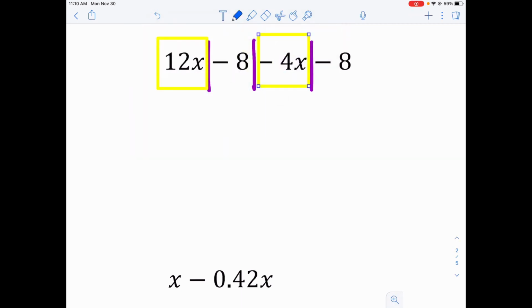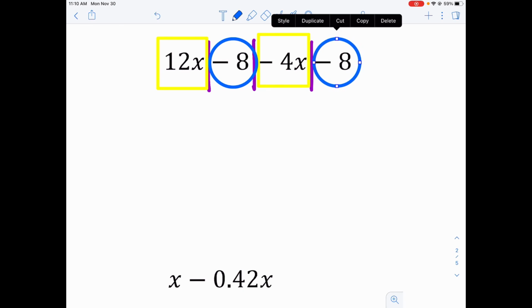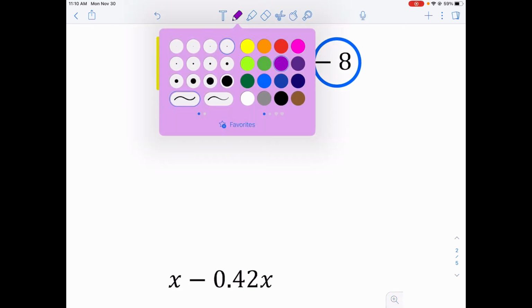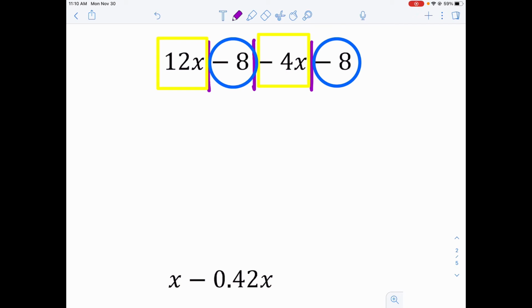Okay, up next, we're going to go back through, and I see I have a constant here. So I'm going to put it in a circle. Looking through the expression, I see I have another constant right here. So I'm also going to give it a circle. Now I go back through and I link the like terms. So 12x and a negative 4x are like terms because they have the same variable and the same exponent on the variable. Negative 8 and a negative 8 are also like terms because they're both constants, and constants are always like terms.